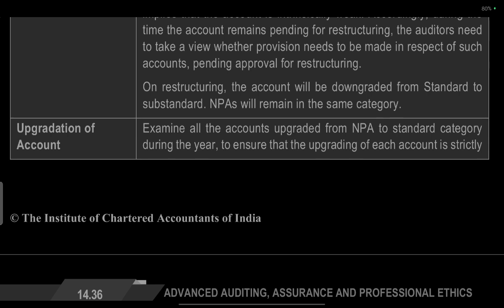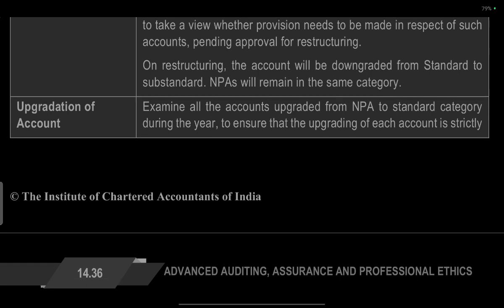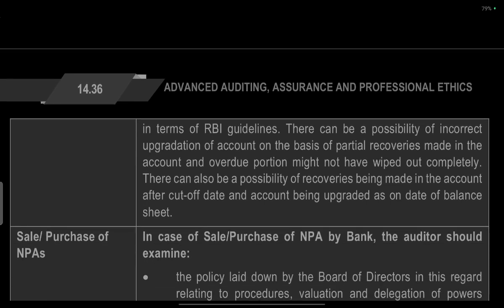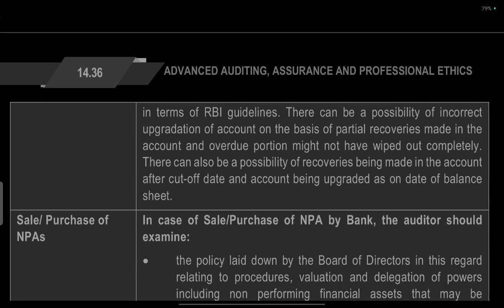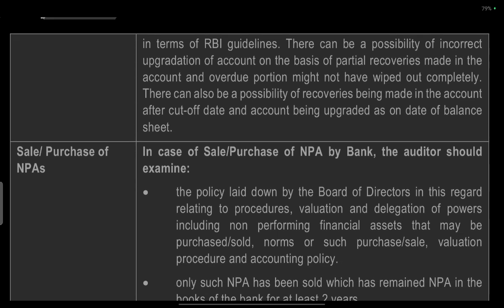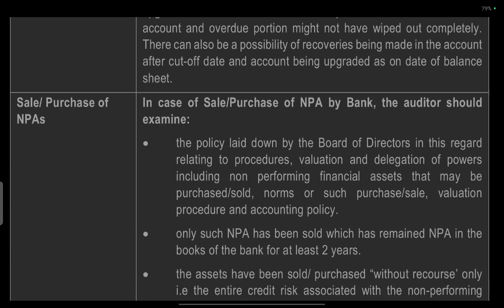Upgradation of accounts. Examine the accounts upgraded from NPA to substandard category during the year. Ensure that the upgrading is strictly in terms of RBI guidelines. There can be incorrect upgradation of accounts on the basis of partial recovery made in the account. An overdue portion might not have been wiped out completely. There is also a possibility of recoveries being made in the accounts after the cut-off date and accounts being upgraded as on the date of merger.